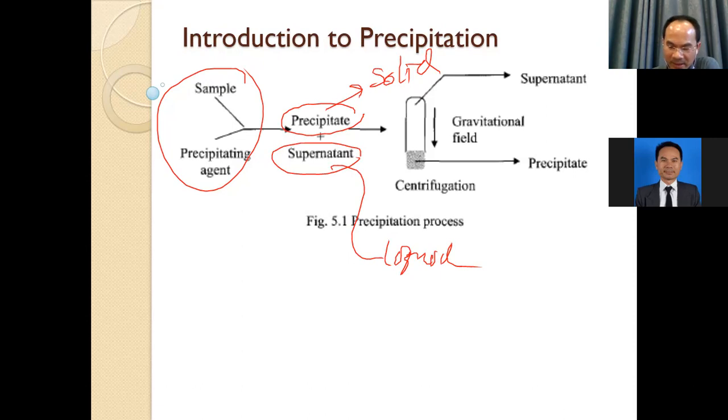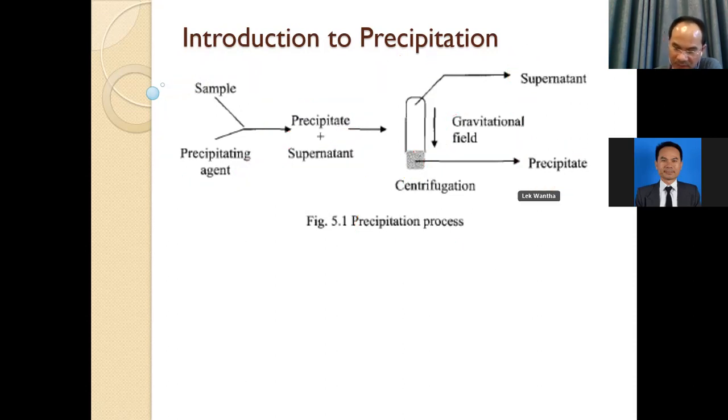You can separate this by gravitational force, and the solid will settle down at the bottom and the clear solution or clear liquid at the top. The clear liquid we call supernatant. In this case, we can separate the very small particles or solid dissolved in liquid from the solution, and then you get the clear solution.